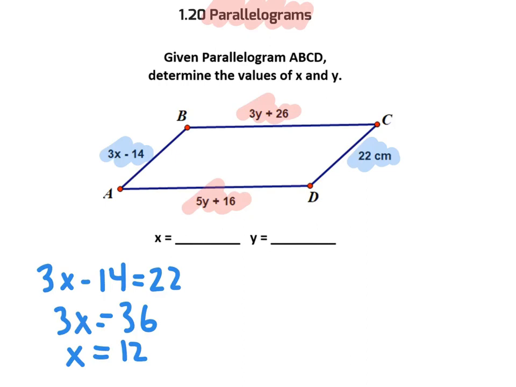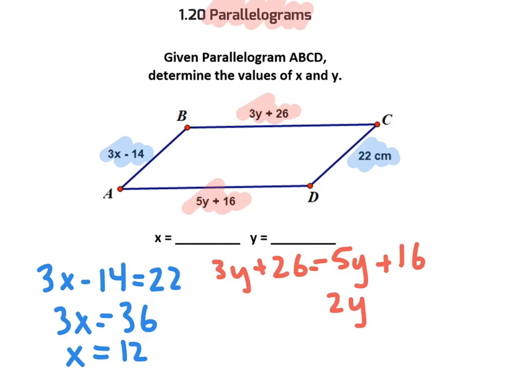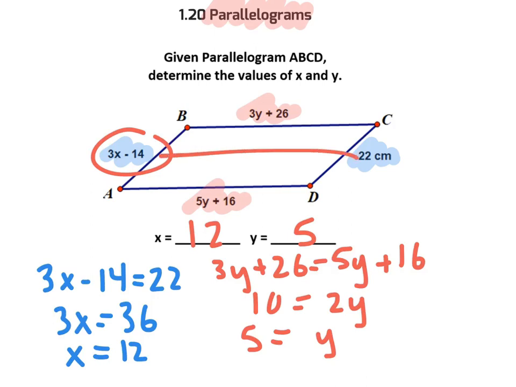In the other case, we would say 3y plus 26 will equal 5y plus 6. Gather over here, we get 2y over here. When we move over the 3, we get 10 over here, and y equals 5. So again, I'm using my knowledge about parallelograms. These have to be equal, and these have to be equal. Use your property to solve the problem.